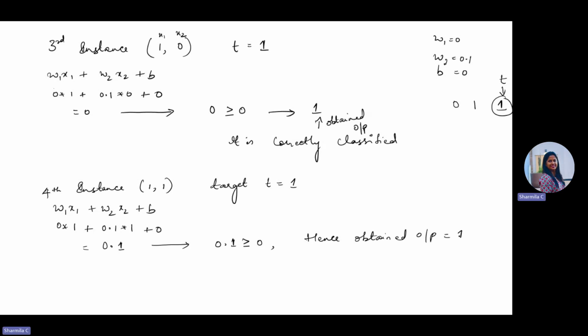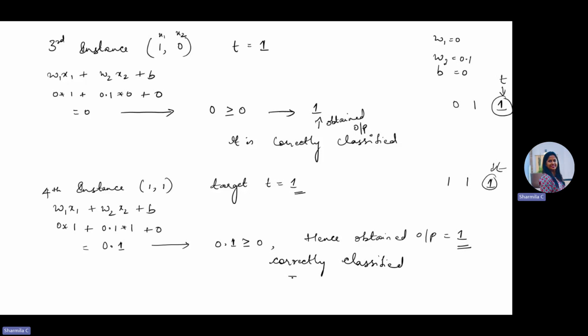equal to 1. Now this obtained output is equal to the target output, because when the OR function has 1 and 1, it is 1. So this is my target value. Since the target value is equal to the obtained output, there is no need to update the weights, because it is correctly classified.